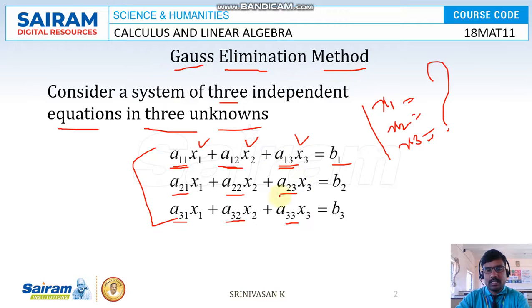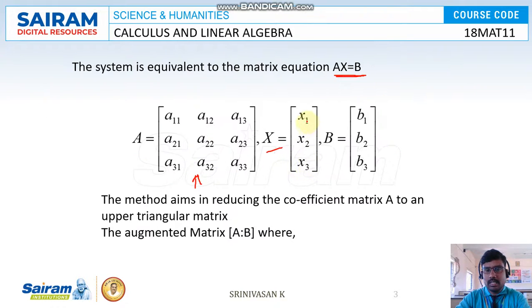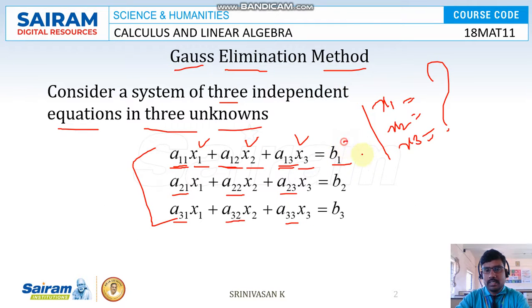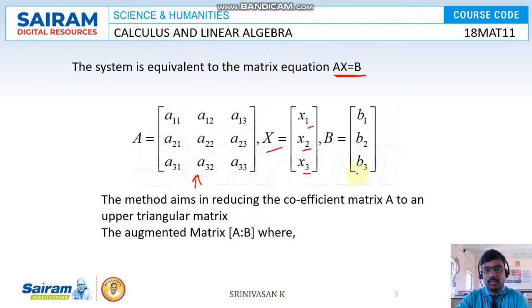That is A, and X. What is X? X is the unknown variables, that is x1, x2, and x3. There are three: x1, x2, and x3. And so AX equal to B. Clearly this is B: b1, b2, b3. Okay. So the method aims at reducing the coefficient matrix A to an upper triangular matrix.